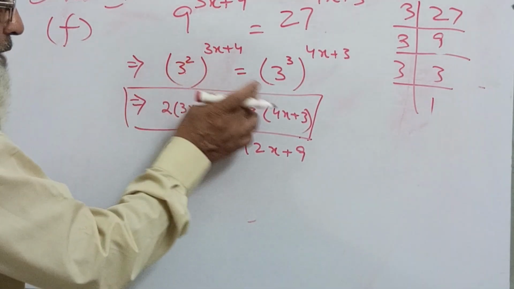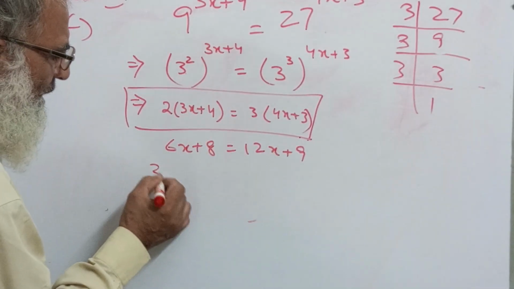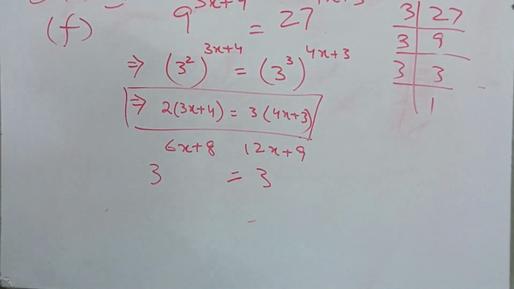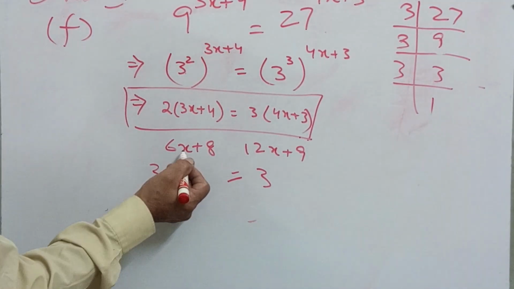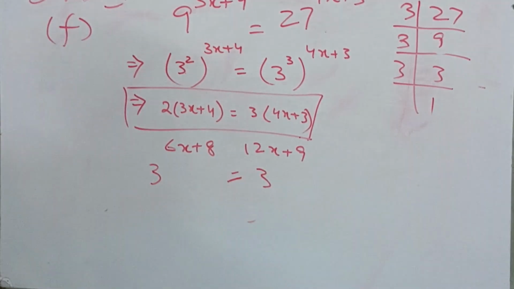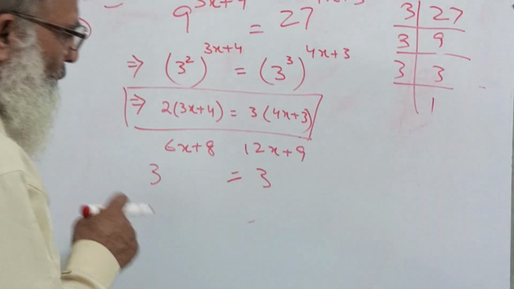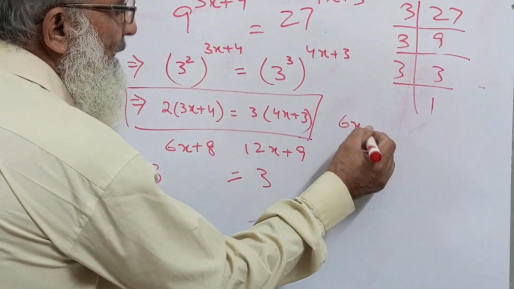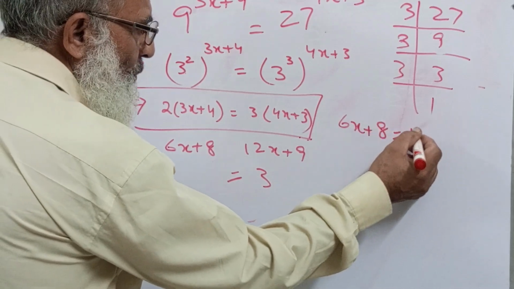The bases of these powers were 3 here and again 3 here. No need to write them over like this. Now 3 raised to this power and 3 raised to this power. You see that we have come to the conclusion that bases are the same, and when bases are the same, the powers are the same. So we will start this question from here, that is 6x plus 8 is equal to 12x plus 9.